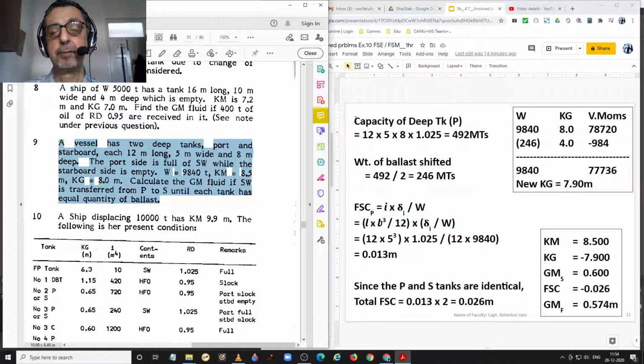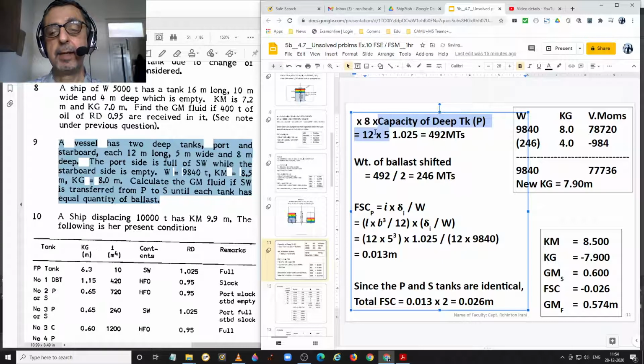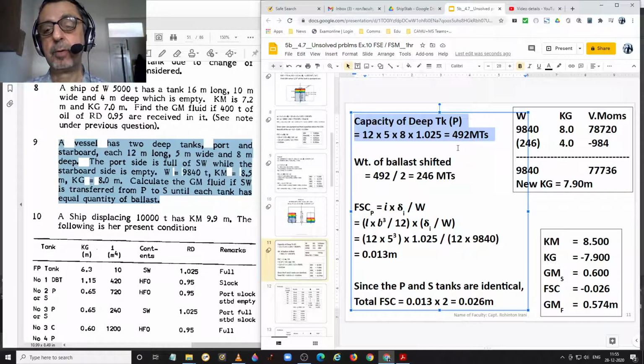we have the capacity of the deep tank on port side is equal to length into breadth into height multiplied by the relative density of the salt water, which is working out to 492 metric tons. Please note that the capacity of the deep tank on the starboard side is also the same. Now, half the amount of ballast in the port side tank will be transferred to the starboard side. So, half of 492 is equal to 246. That is the mass of the salt water ballast that will be transferred to the starboard deep tank.